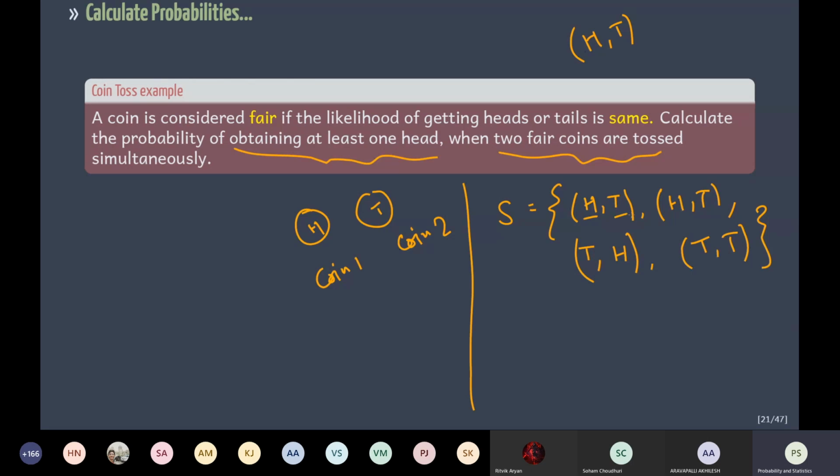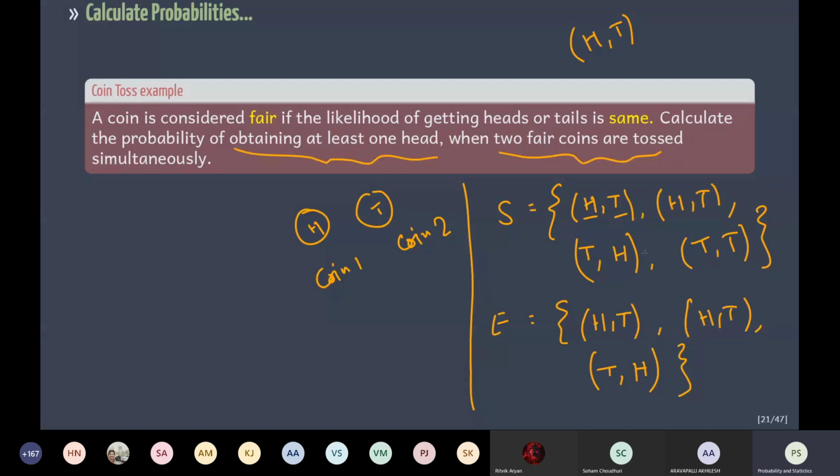Now the event, the favorable outcome that I am expecting, is called an event. In this case, we are saying obtaining at least one head. We are not saying which coin should have the head, the first one or the second one. We are just saying at least one head. So the at least one head cases are: this one, where I got one head, or this one, where I also got one head, or this one.